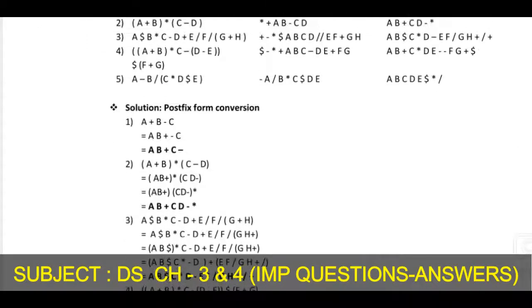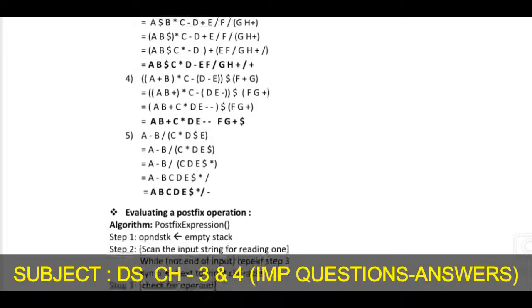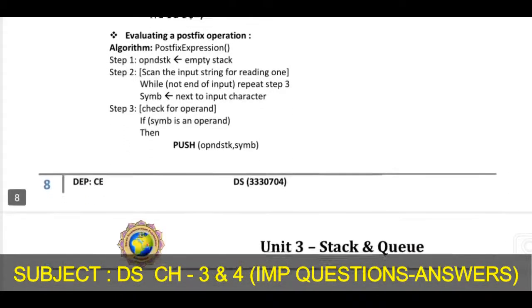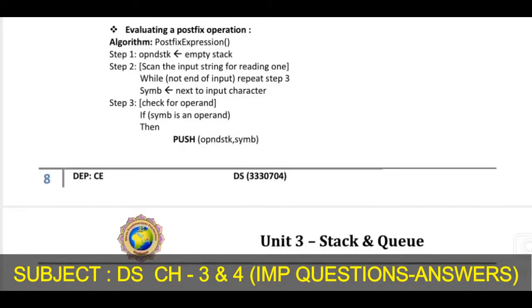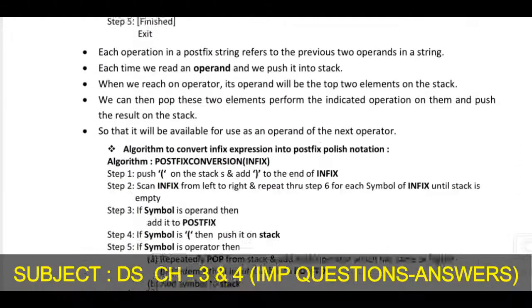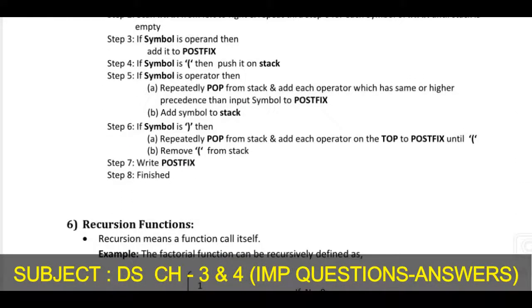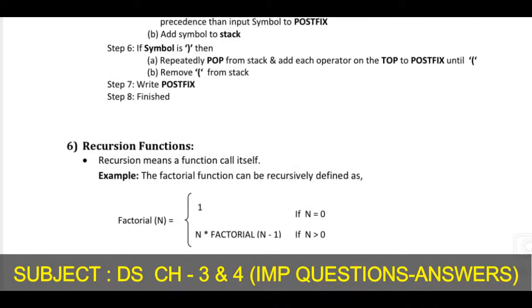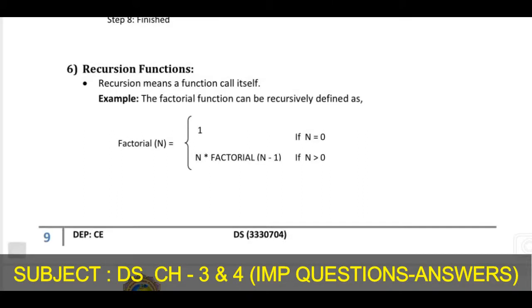So this one is the solution. Then here is the algorithm steps for evaluating a postfix operation, but this is not IMP. This one is also not IMP. Recursion function is IMP for the example.